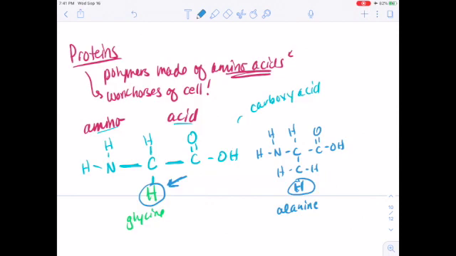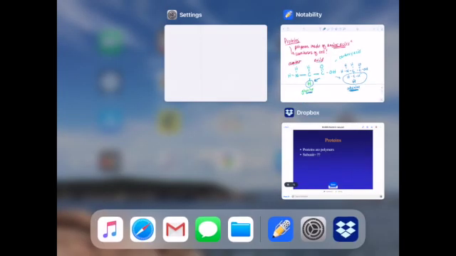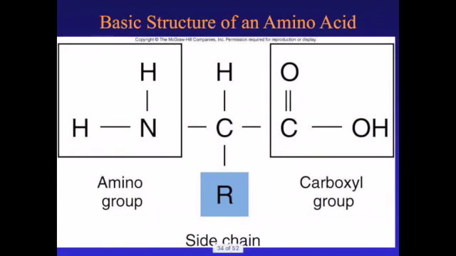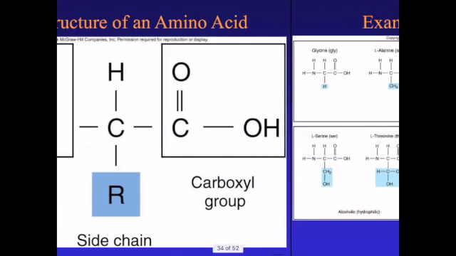What makes alanine different from glycine is the R group. They have a different R group. So let's see if I drew this right. I did. Here's the amine group on the left, a carboxyl group on the right, a central carbon, and our R group. Sometimes they're called side chains. I'll call them R groups. Side chains, R groups, same thing. You change the side chain, it's going to be a different amino acid.